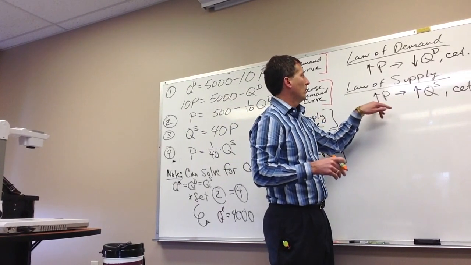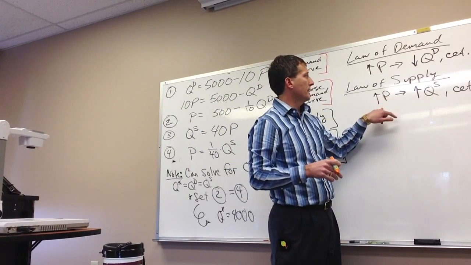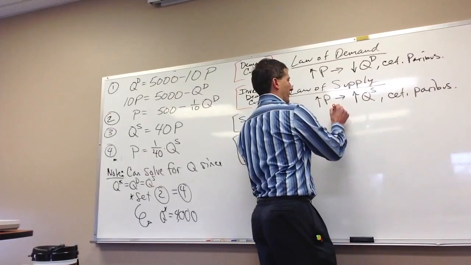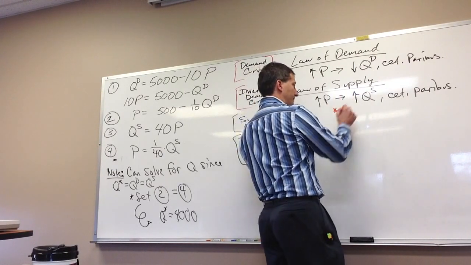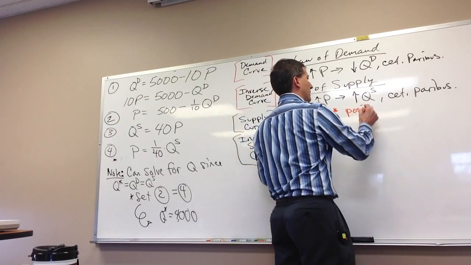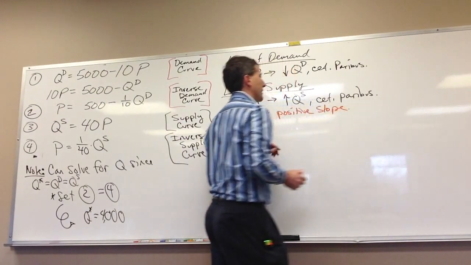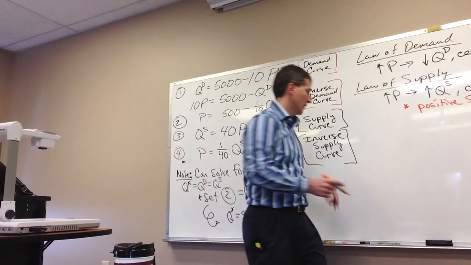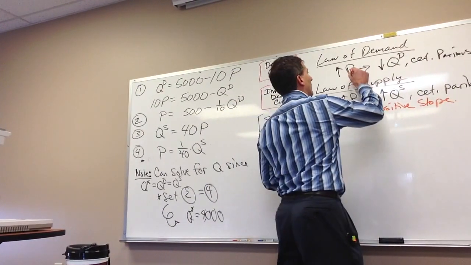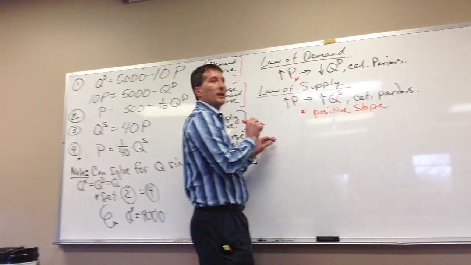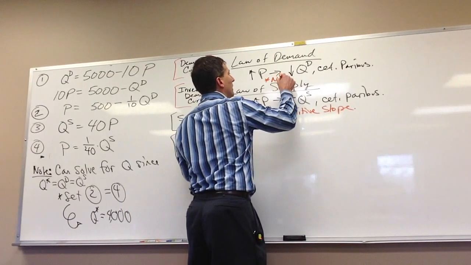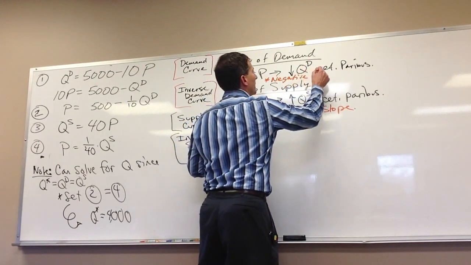So that intuition reveals itself with a positive slope on the equation. And the arrow moving in a different direction here would be a negative slope.